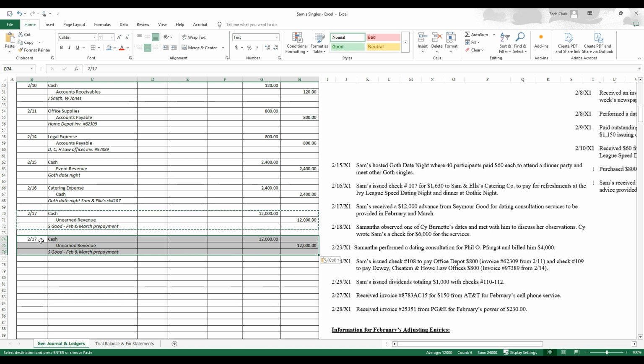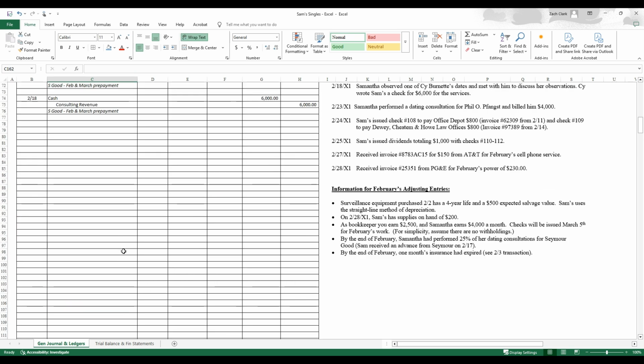Okay, on the 18th, we observed one of the dates and met with him to discuss her observations, and we got a check for $6,000. So $6,000. And this will be actual revenue, and this will be consulting revenue, not event revenue.